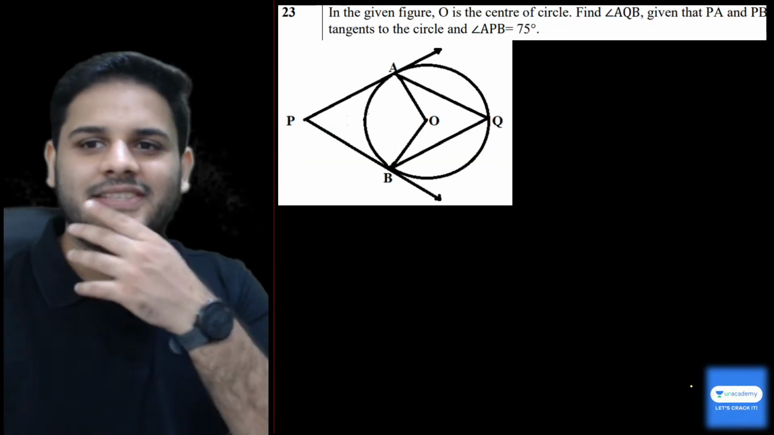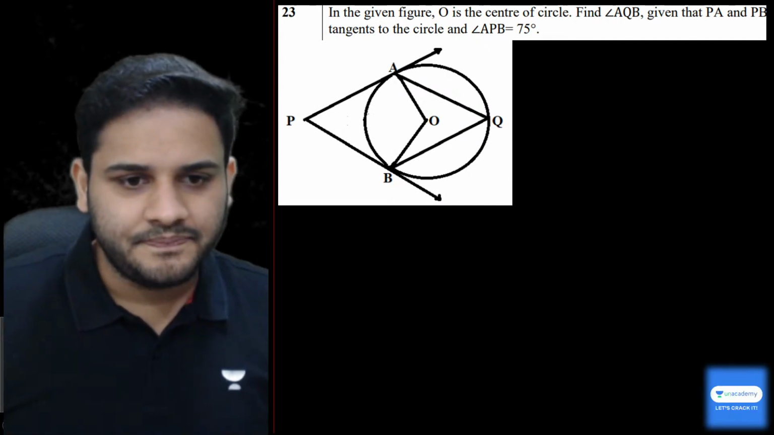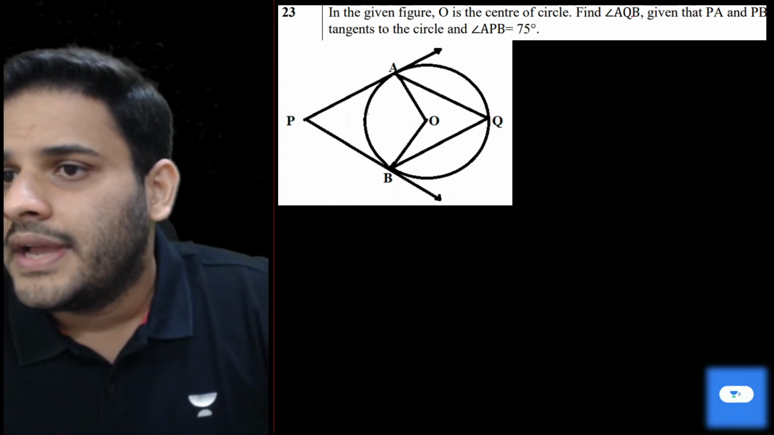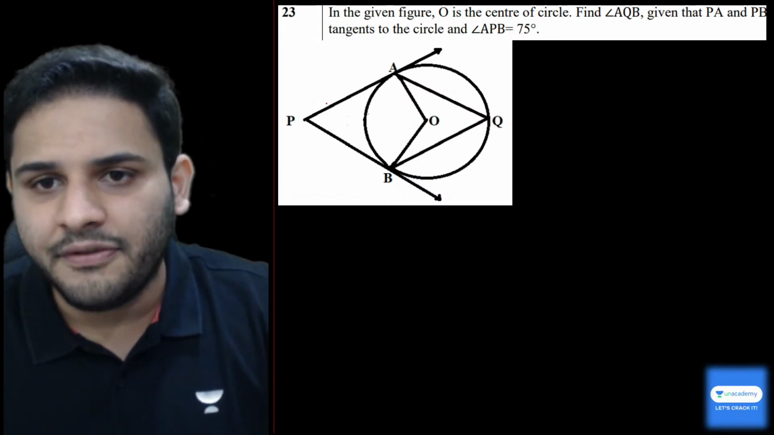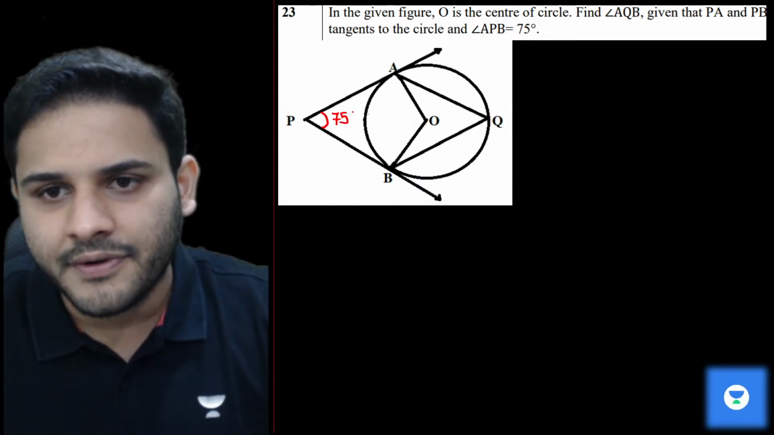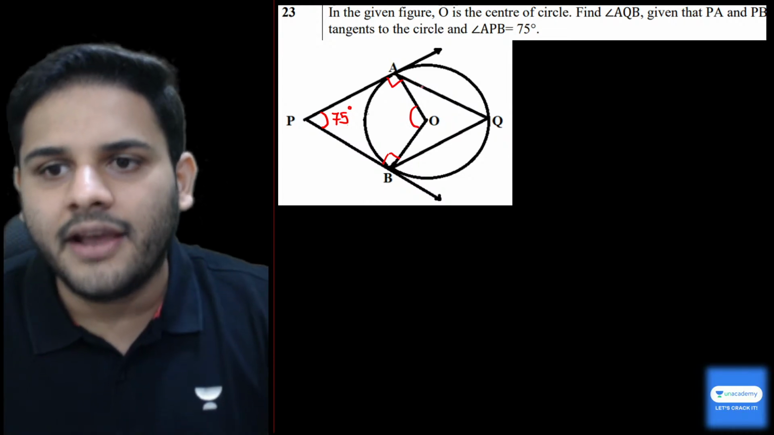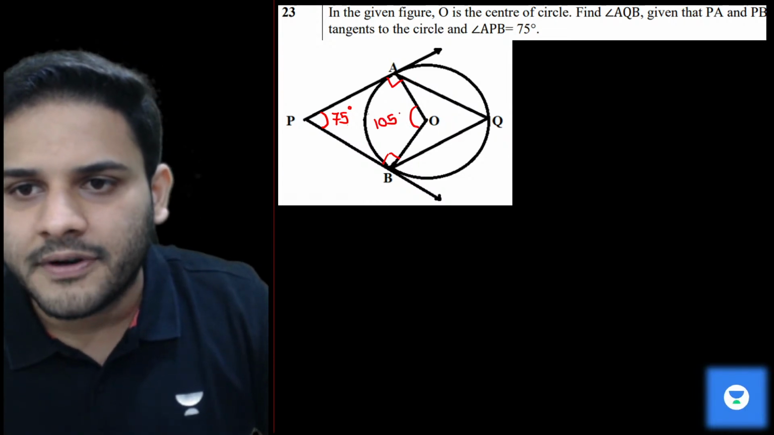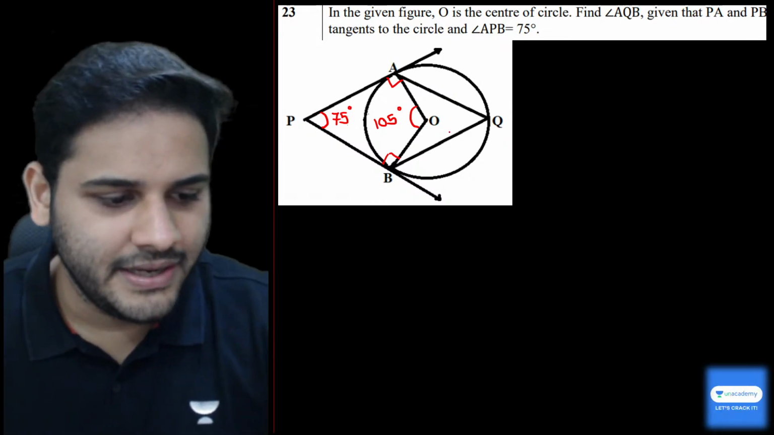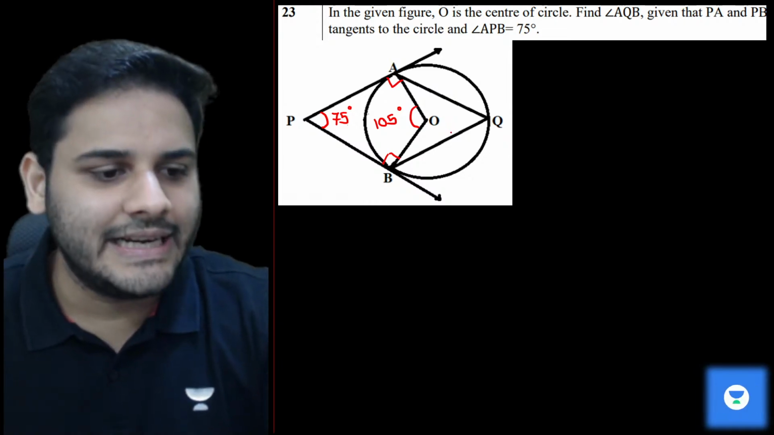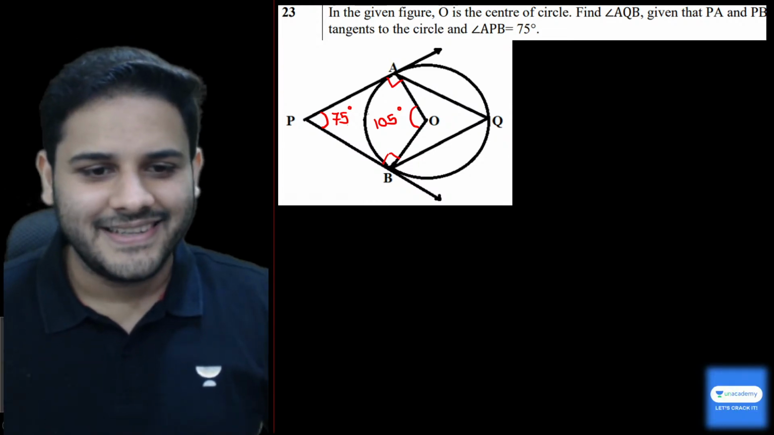The next question on your screens. Very simple. In the given figure, O is the center of the circle. Find angle AQB. PA and PB are the tangents. APB is 75. So if this is 75 degrees, this is 90 degrees, this is 90 degrees, then angle AOB will be 105 degrees. If this is 105 degrees, what will my answer be? Very simple. We'll use the class 9th degree measure theorem.